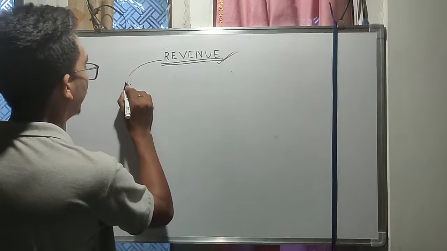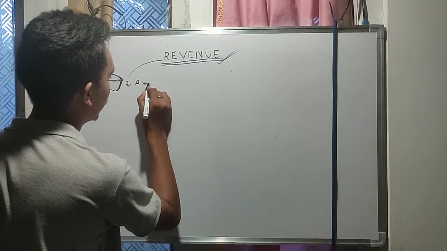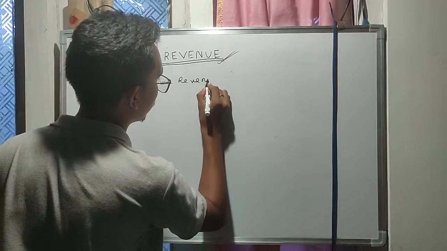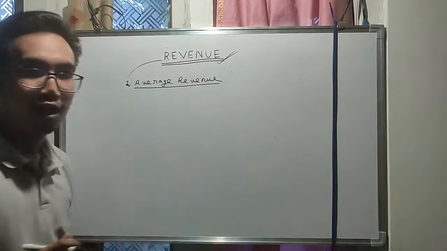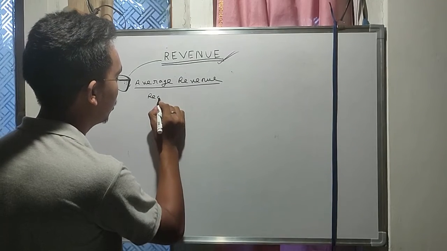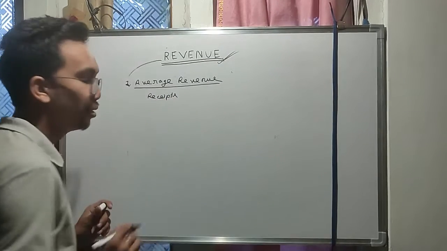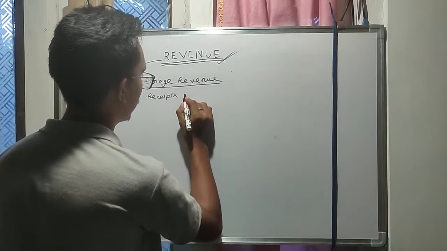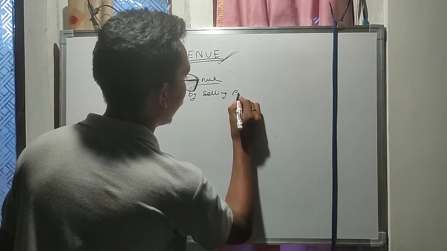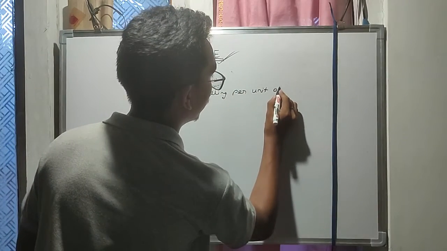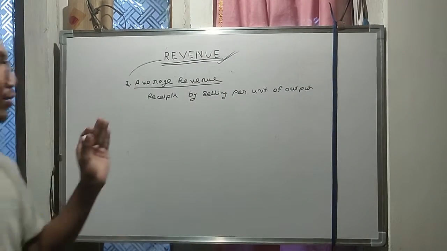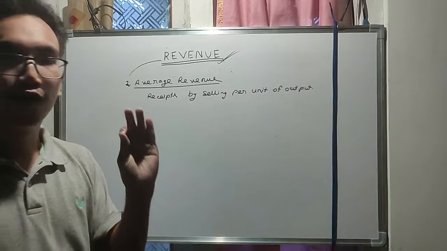Now let's discuss the average revenue. Average revenue is the revenue receipt by selling per unit of output. Average revenue is the receipt by selling per unit of output.